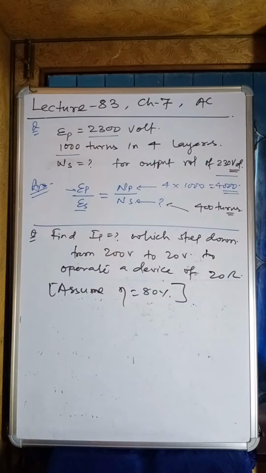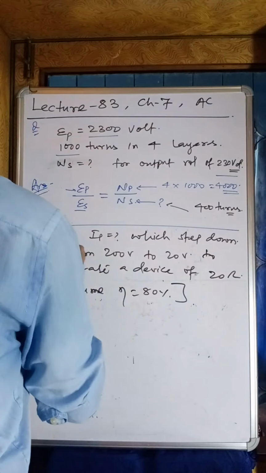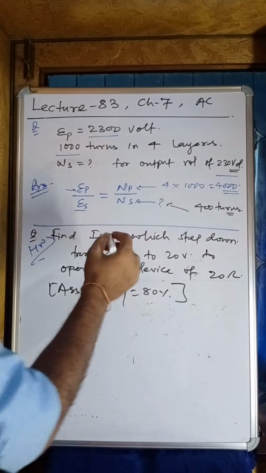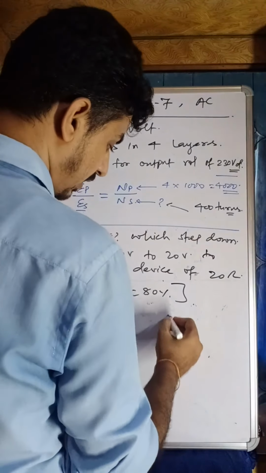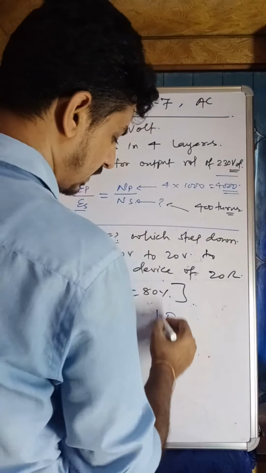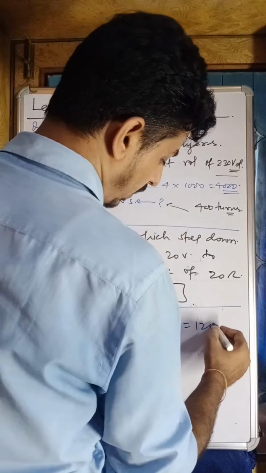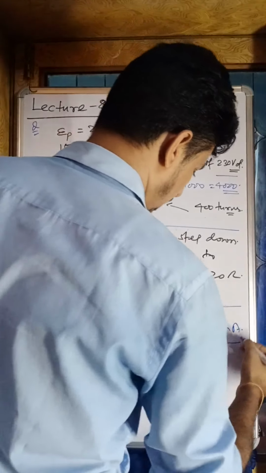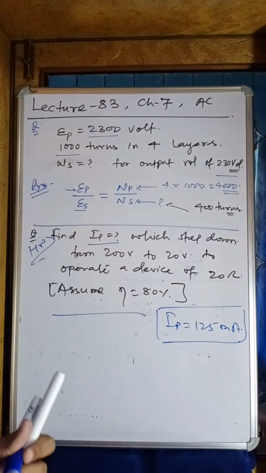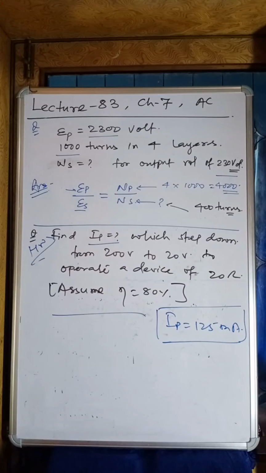Okay, my dear students, could you solve this question? Let me make this question a homework. Alright, what should be the answer? After solving, you will get the answer. What you have to find? IP. So you will get the answer as IP equals 125 milliampere. If you can solve, my dear students, try to solve. Otherwise, I will discuss this question in the group.